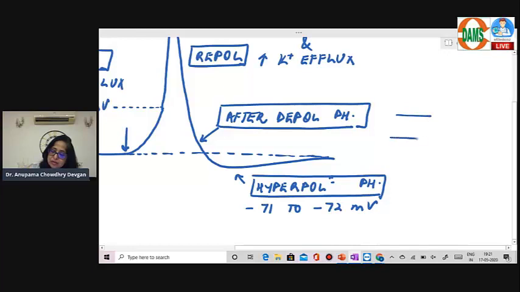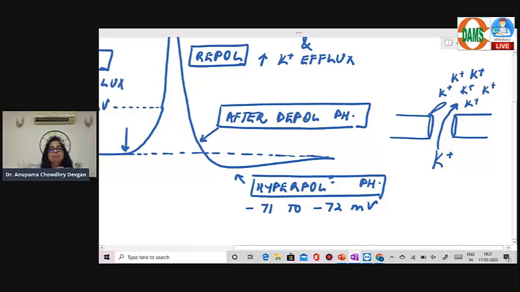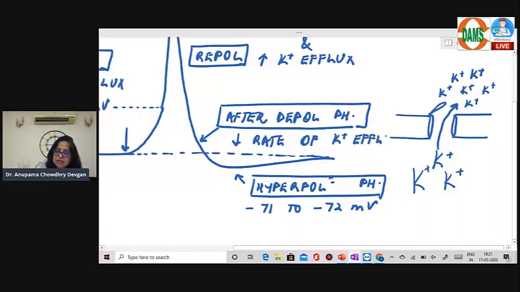I've just discussed with you that repolarization is because of voltage-gated potassium channels. Potassium tends to move from inside to out. As it is moving out of the cell, it tends to stand around the mouth of the channel. Potassium is more inside the cell; as the potassium channels open it tends to go out, but it stands around the mouth of the channel. So there is a decrease in the rate of potassium efflux during this phase.